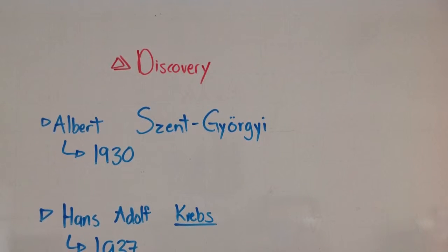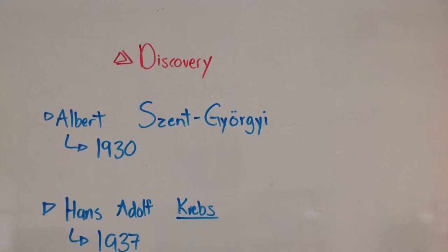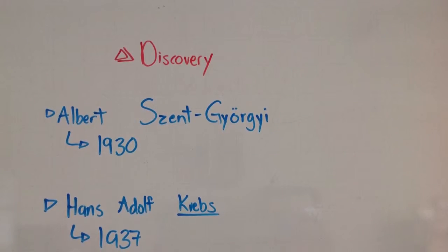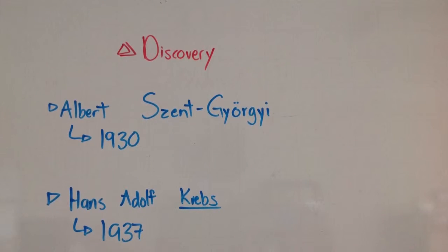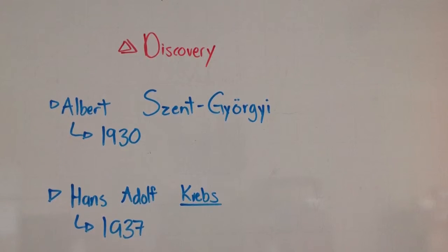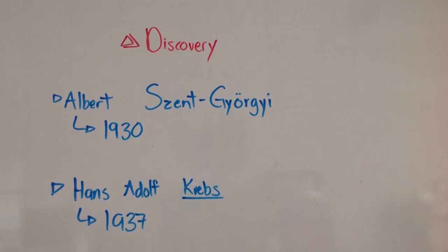Several of the components were established by Albert Szent-Györgyi in 1930, for which he received a Nobel Prize. The citric acid was finally identified by Hans Adolf Krebs in 1937, who received a Nobel Prize too.